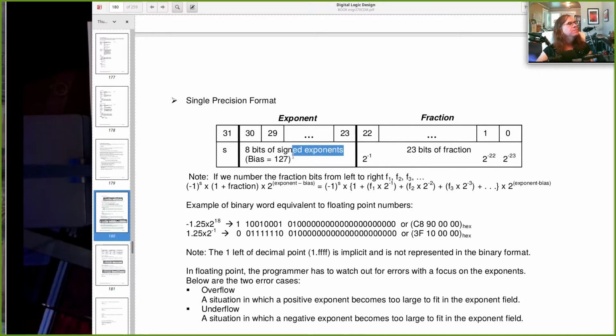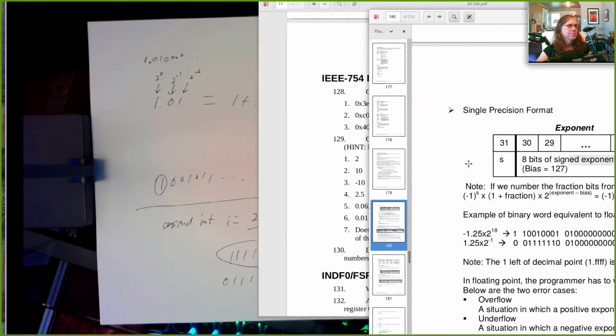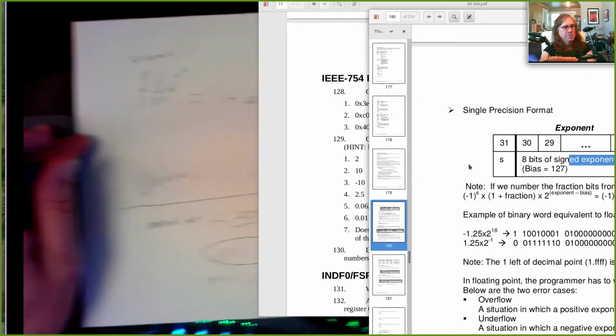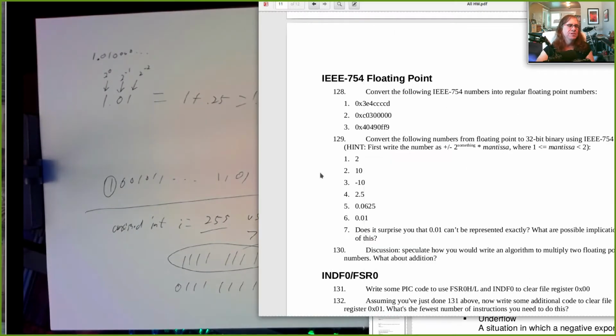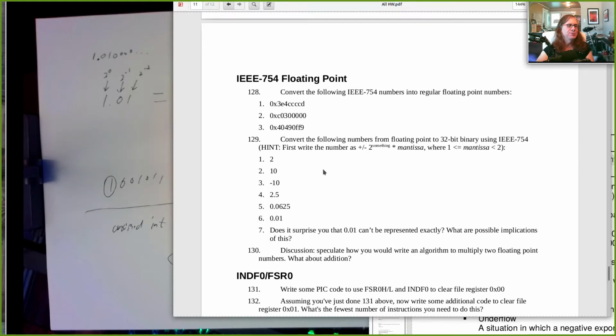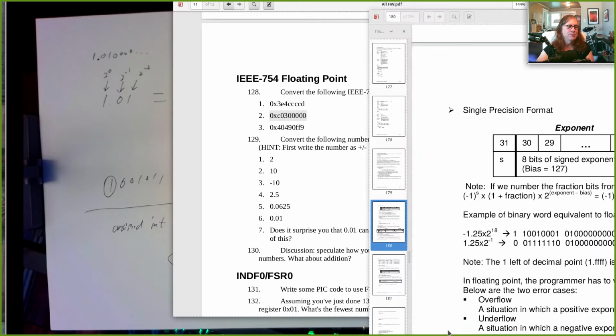Yeah, it does. We're going to have a problem like this potentially on the test Thursday. Potentially. If I were to ask you a question, it would probably be, take one of these things and write it as a floating point number, or take a floating point number and write it as one of these things. So conversion one way or another.